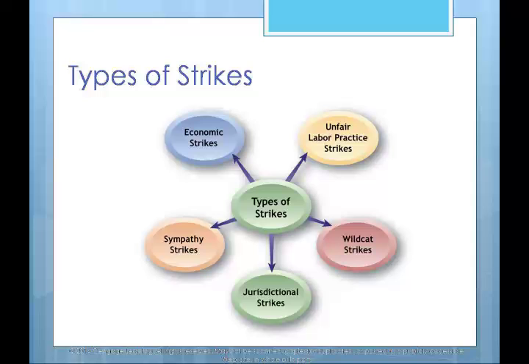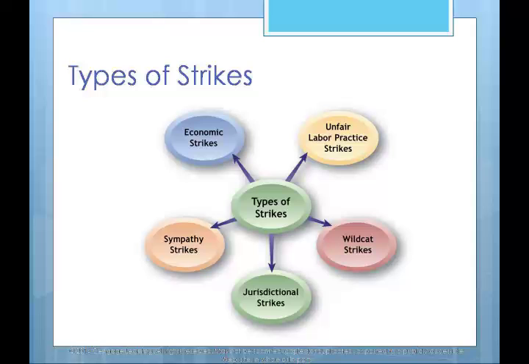These are the types of strikes that you can have. An economic strike happens when the parties fail to reach agreement during collective bargaining. Unfair labor practice strikes occur when union members leave their jobs over what they feel are illegal employer actions, such as their refusal to bargain. Wildcat strikes occur during the life of the collective bargaining agreement without approval of the union leadership and violate a no strike clause in a labor contract.